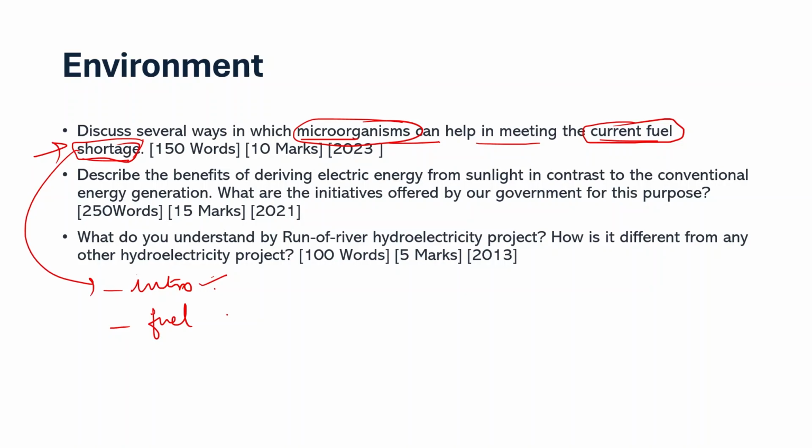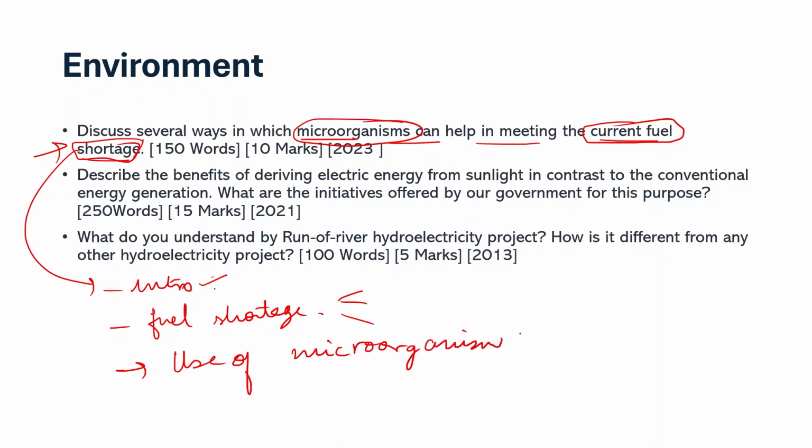about fuel shortage, right? You give a heading about fuel shortage, and you write about what is happening, you write 2-3 points, right? Then you write about use of microorganisms. This is the main part of your answer. Use of microorganisms for meeting fuel shortage. Then you can write about different ways in which they can help, biofuels or fuel cells, or there are a variety of ways in which you can use microorganisms for meeting fuel shortage, right?